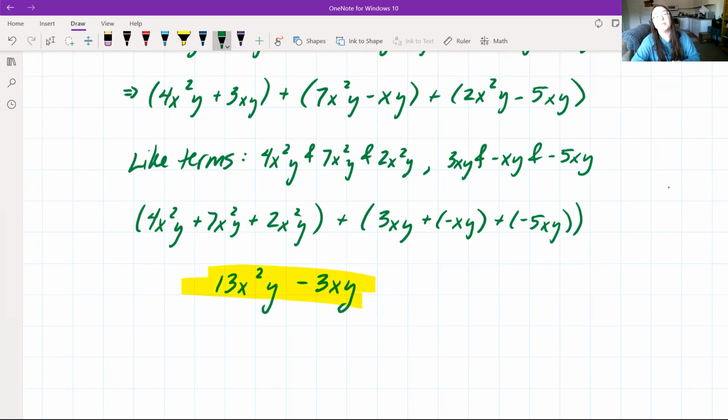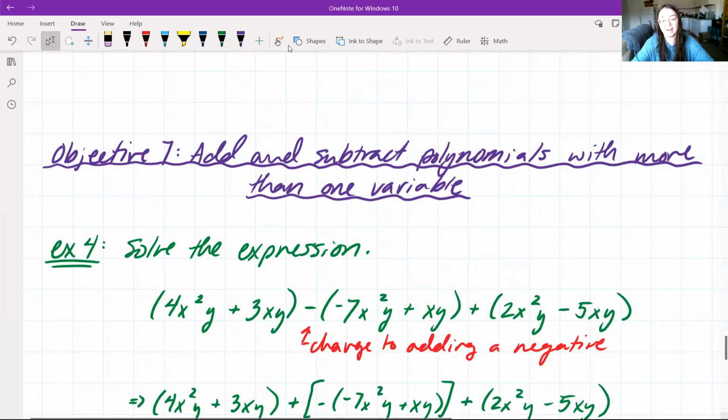So really, even though there were more variables, it really wasn't any different than when we normally add or subtract polynomials. It's just that we have extra variables to be aware of. So all right, that finishes section 5.4, and we will continue on into section 5.5.